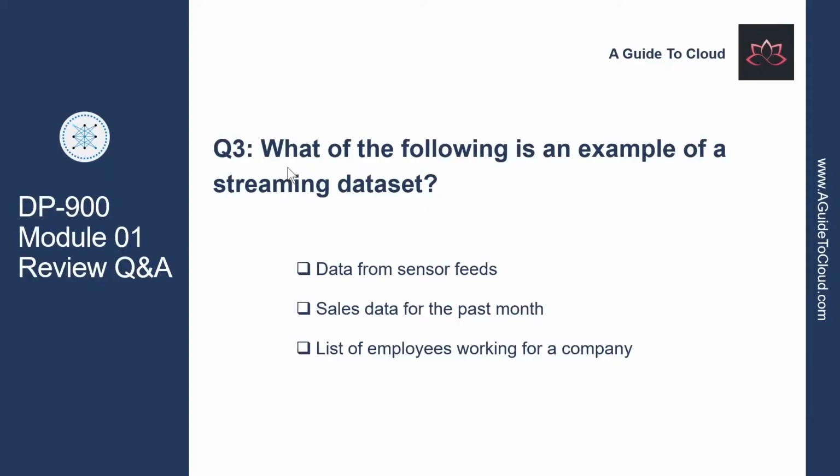Let's look at question number 3. Which of the following is an example of a streaming data set? Is it a list of employees working for a company? Definitely not. That is static. Or a little dynamic, but not exactly streaming. Is it sales data from the past month? Definitely not. Is it the data from sensor feeds? Absolutely correct. Sensor and device feeds are examples of streaming data sets as they are published continuously.